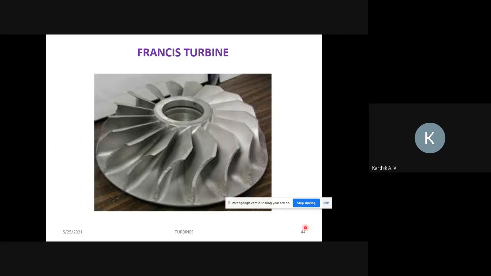Today's class we'll discuss two types of turbines. What are those? One is the impulse turbine, which is also called the Pelton turbine. The second one is the Francis turbine. In reaction turbine, two types of turbine are there. What are those? Francis and Kaplan. Francis as well as Kaplan turbine. So these two turbines.